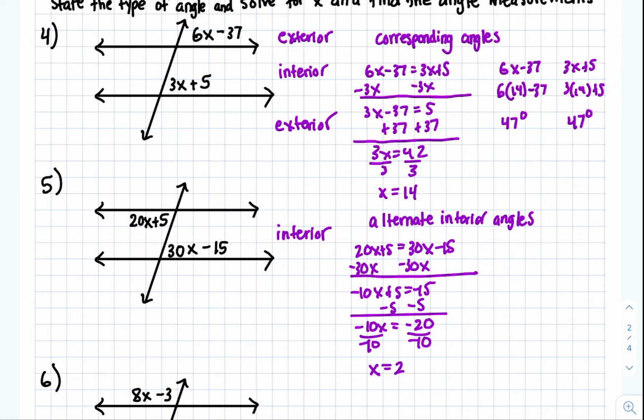Now, substitute 2 into both our angles to find our angle measurements. So 20x plus 5, 30x minus 15. So 20 times 2 plus 5, 30 times 2 minus 15. And for both of them, we are going to get 45 degrees. Which makes sense because alternate interior angles are congruent.